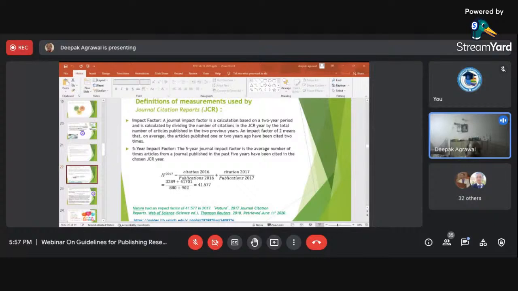Just go through this example. Nature is a journal which has an impact factor of 41.577 as per 2017. We need to update the information. So see, 41.5 is a very, very high impact factor. But yes, the journal is prestigious enough. It is very highly cited by the science community. So you can go through the impact factor, which is one of the prime criteria for scholars like us where we want to go for publication.